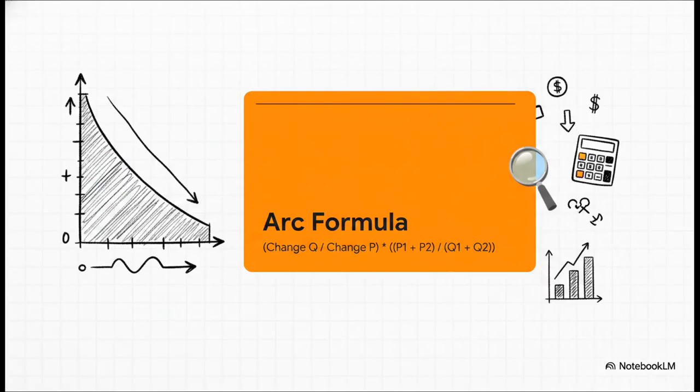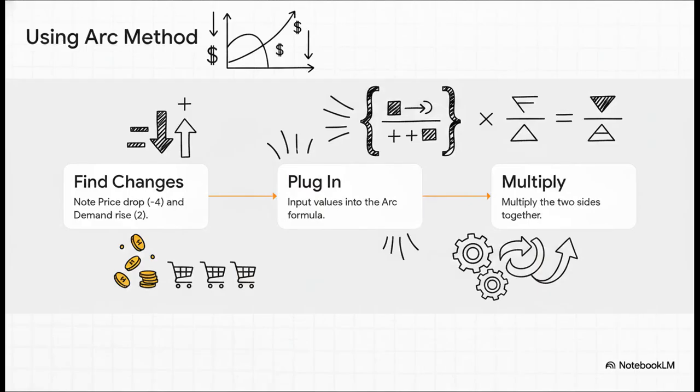Because we're dealing with a curve, the formula looks a tiny bit more involved, but seriously, don't let it intimidate you. We are essentially just taking the change in quantity over the change in price and multiplying it by the averages of our initial and final states. Let's actually plug in some real numbers to see how it works. Let's break down the numerator and the denominator. Say the price drops from 6 to 2, which gives us a change of -4. And let's say the demand rises from 2 to 4, which is a change of 2. We just plug those changes right into our first bracket. For the second bracket, we literally just add the two prices together and add the two quantities together. Finally, we multiply our two brackets.